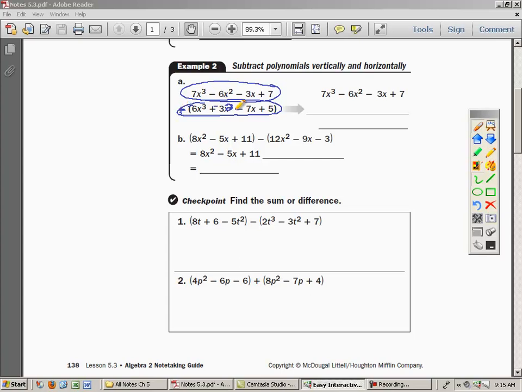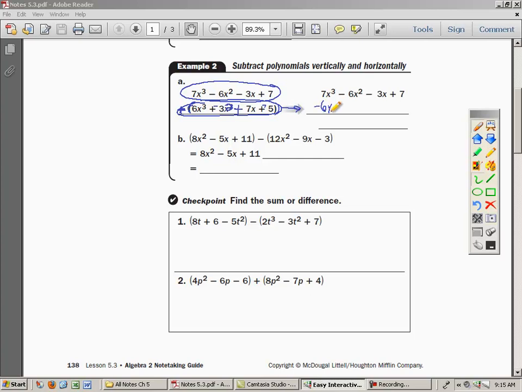Now, to subtract a negative 7x really means to add a positive 7x. And to subtract a positive means to do a negative. So the way I would do the vertical method is to say, since I'm subtracting this entire polynomial, I'm going to rewrite it and basically switch all its signs.